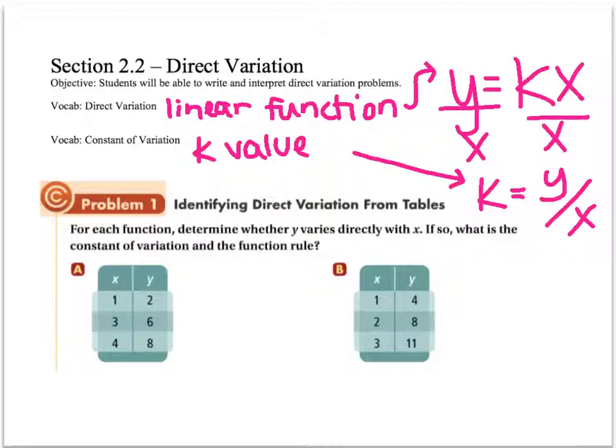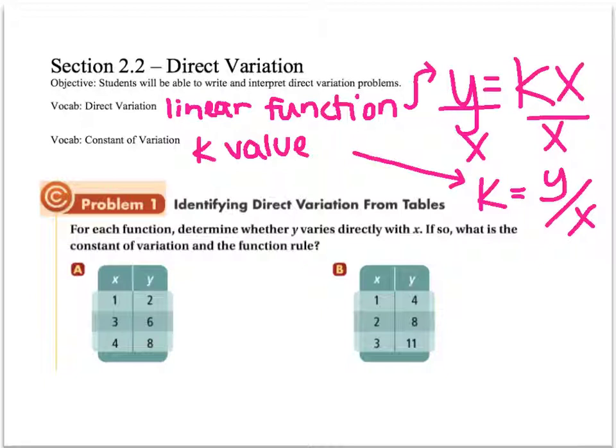So what you want to do with these groups of numbers, your x and your y, is determine if y varies directly with x. And if it does, we want to see the constant of variation and the function rule. So this is what you need to do.